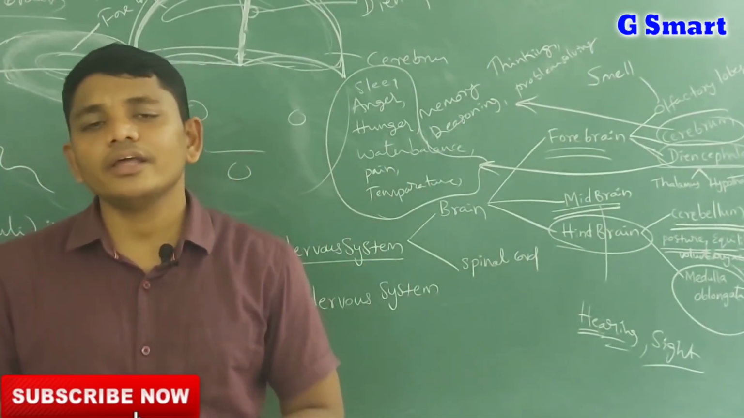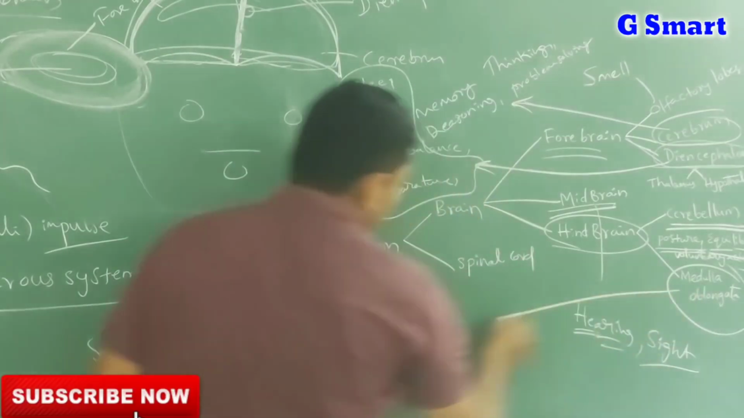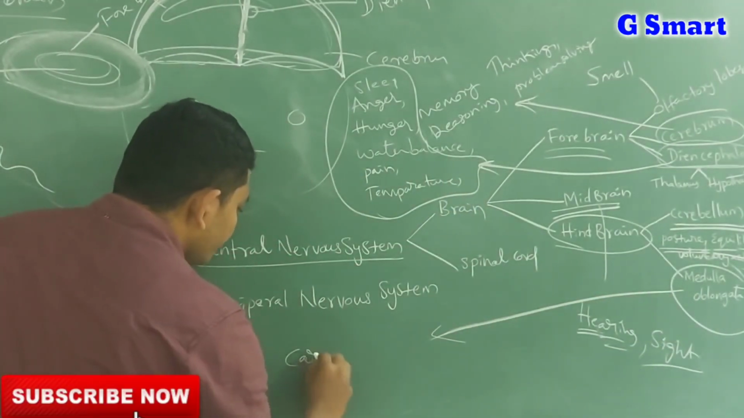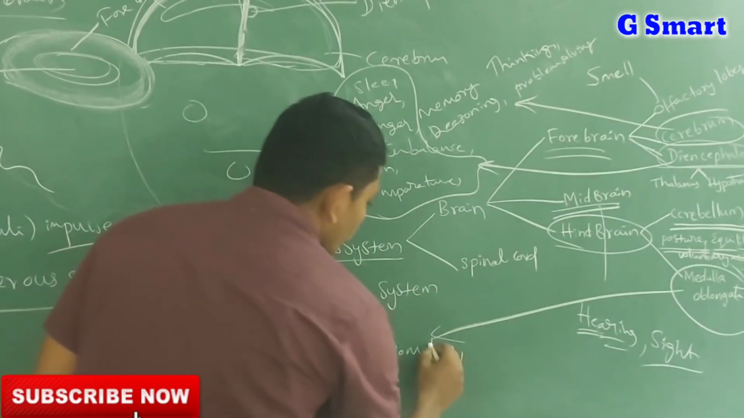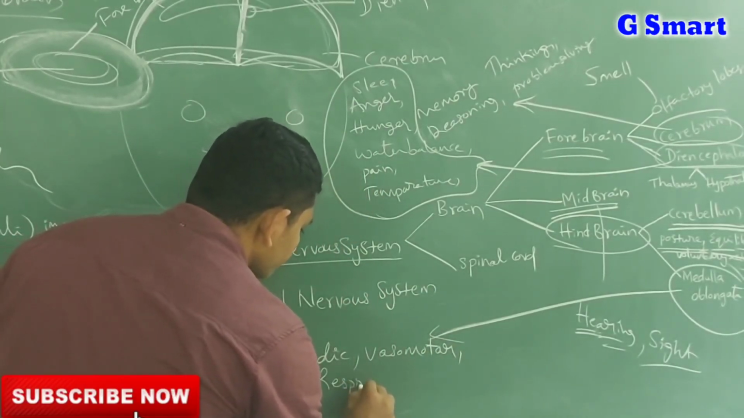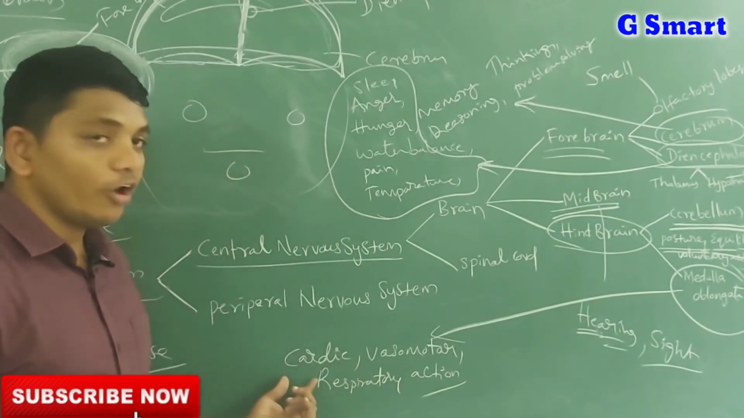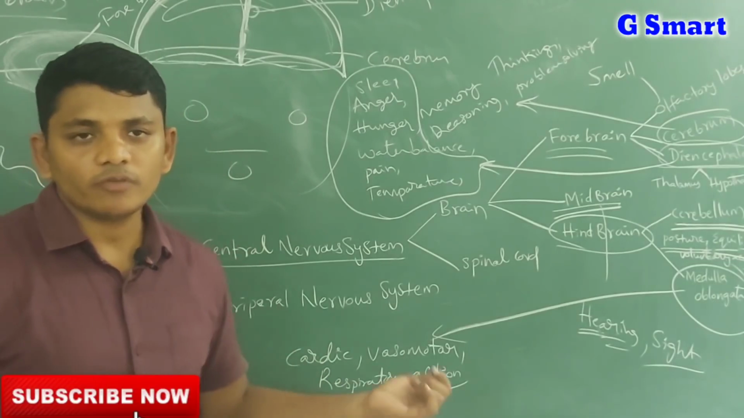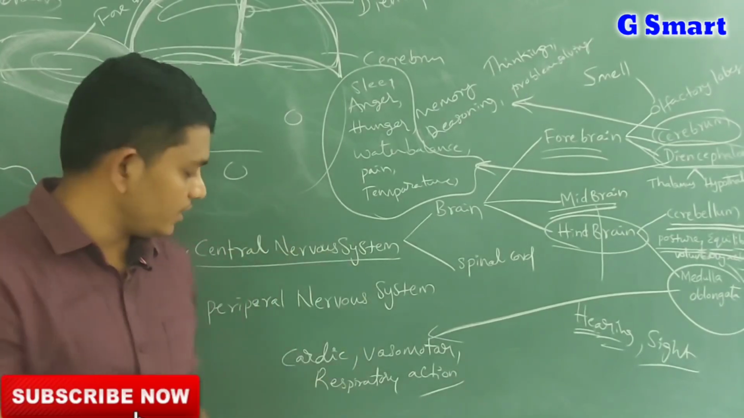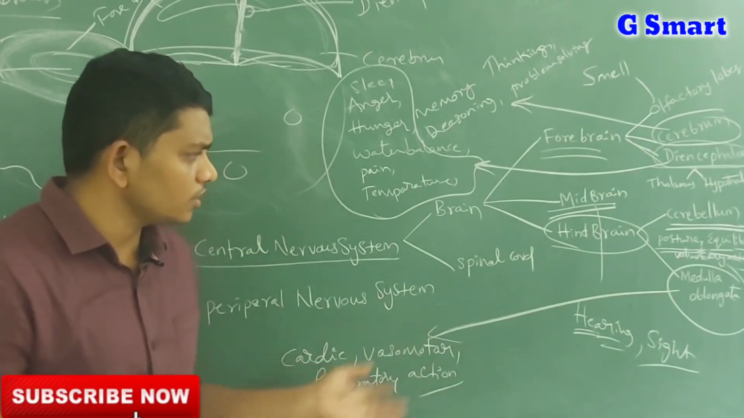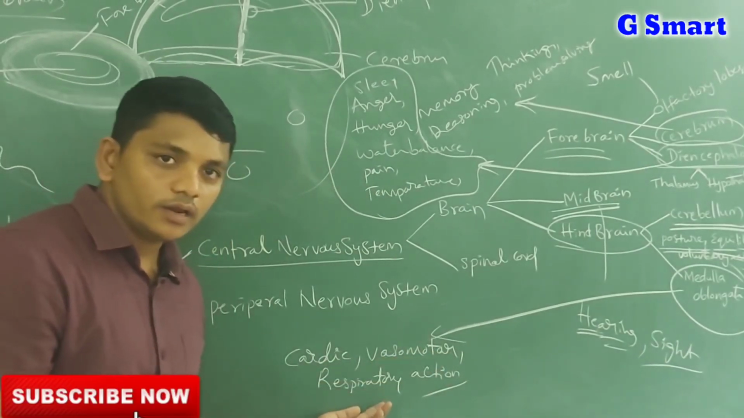And the last one, the medulla oblongata. The medulla oblongata is also a very important part of the nervous system. It is responsible for cardiac, vasomotor, and respiratory actions. Vasomotor function means blood vessel movement. So blood vessel movement, heart functioning, and the respiratory system, all these three work under the medulla oblongata.